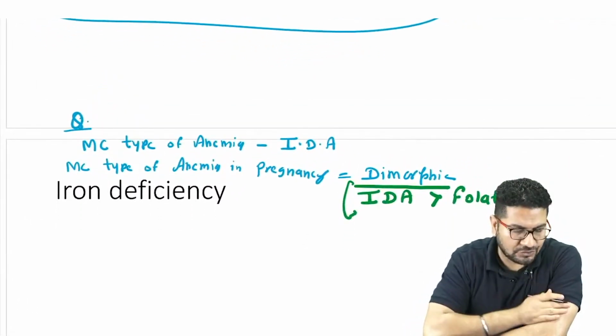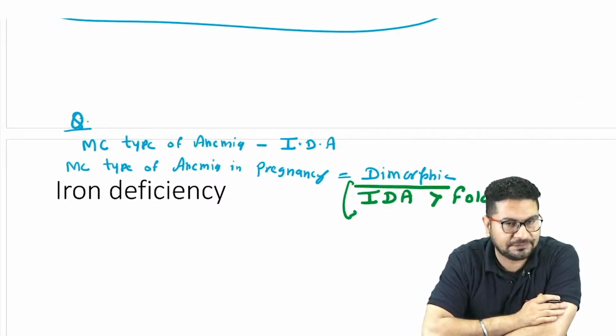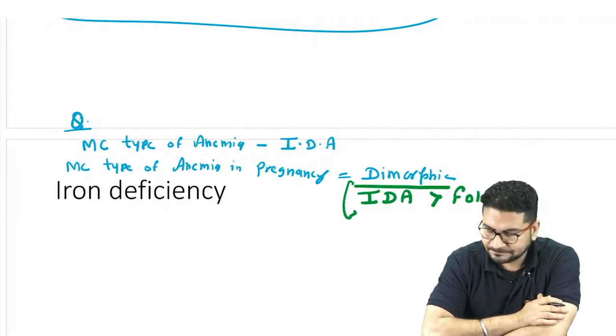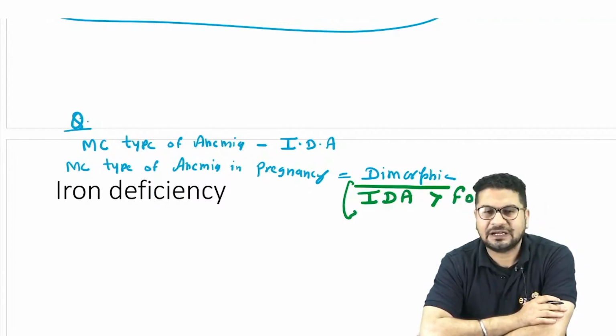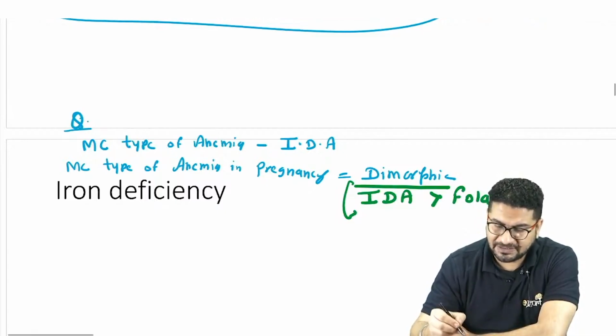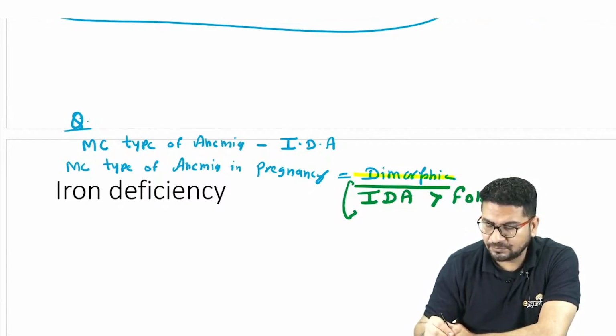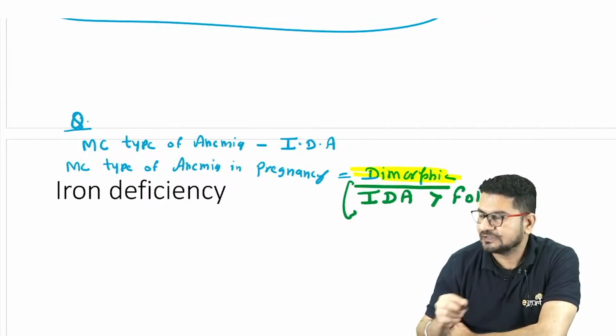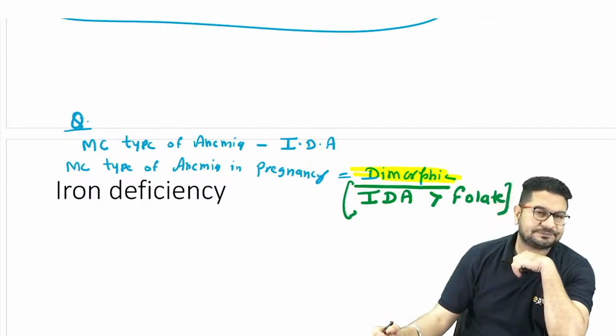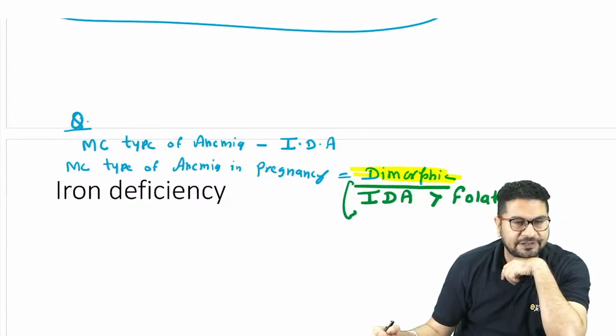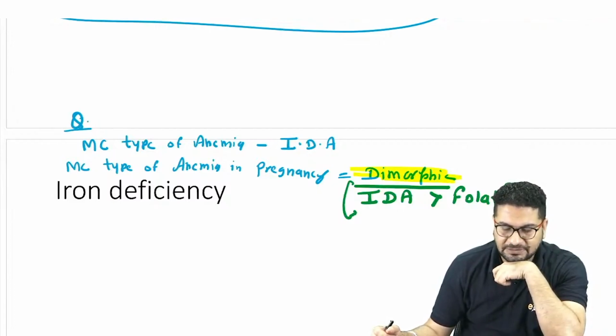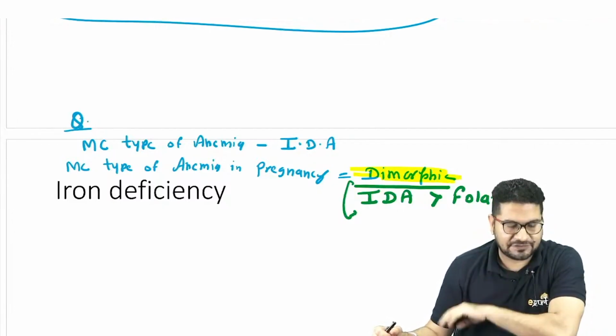So remember, the most common type of anemia overall is iron deficiency. The most common type of anemia in pregnancy is also iron deficiency. But if sometimes the options give the word dimorphic, dimorphic means both iron and folate, and that is a better answer, a more correct answer. Clear? So remember, the most common type of anemia is iron deficiency anemia.